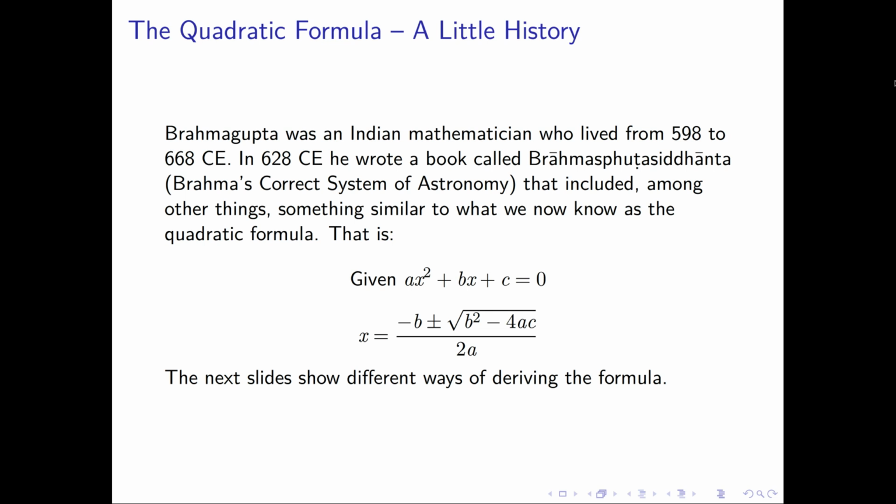Brahmagupta was an Indian mathematician, and in his book, Brahma's Correct System of Astronomy, he included a formula which, although the notation was different, is essentially equivalent to our quadratic formula. And he is credited as the one who first formulated this formula.